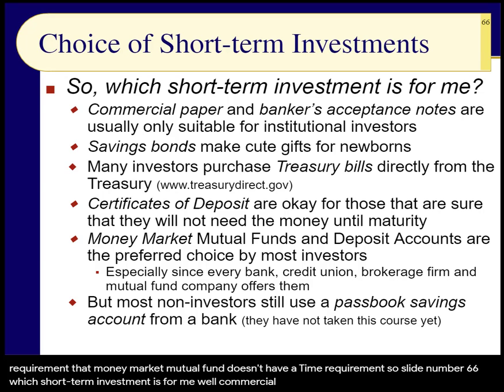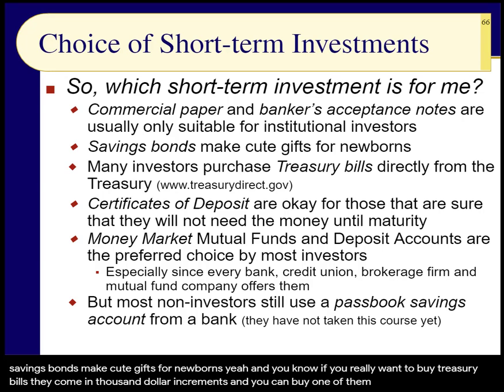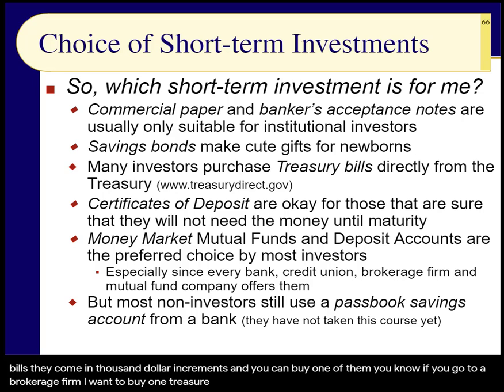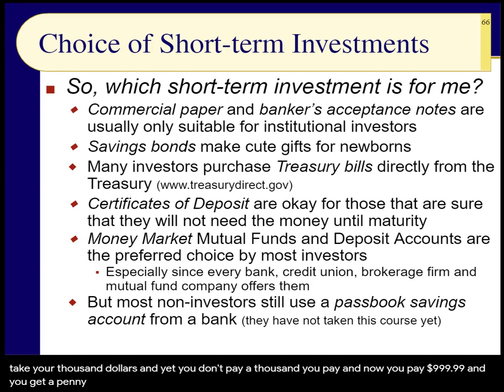Well, commercial paper, banker's acceptance notes, no. Savings bonds make cute gifts for newborns, yeah. And if you really want to buy Treasury bills, they come in $1,000 increments, and you can buy one of them. If you go to a brokerage firm and say I want to buy one Treasury bill, they kind of go, oh, go away. But TreasuryDirect.gov says, no problem. We'll take your $1,000. And yet you don't pay $1,000. You pay $999.99, and you get a penny after 6 months. I don't know. No, it's a little better than that, but not much.